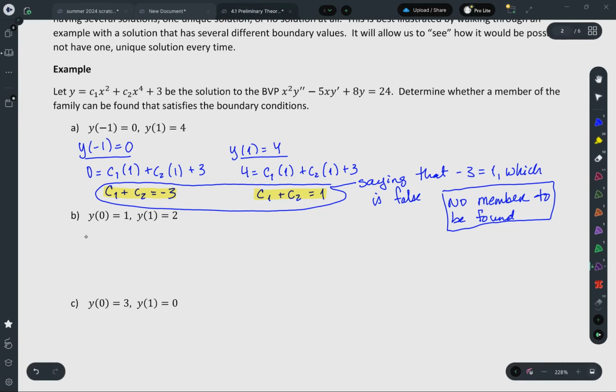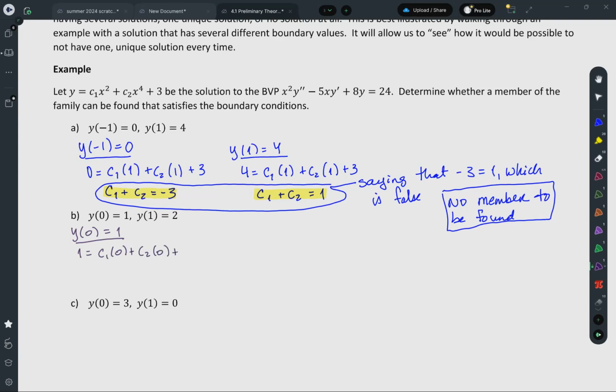In the next one, y of 0 is equal to 1. So that's saying that 1 is equal to c1 times 0 plus c2 times 0 plus 3. This is straight up saying 1 is equal to 3. That's totally false. And the reason it's false is it's a contradiction.